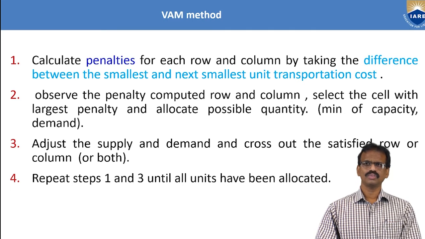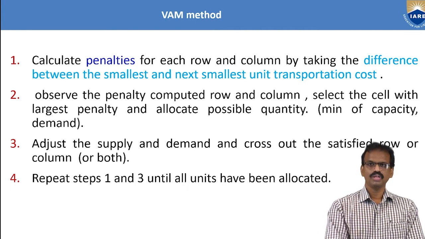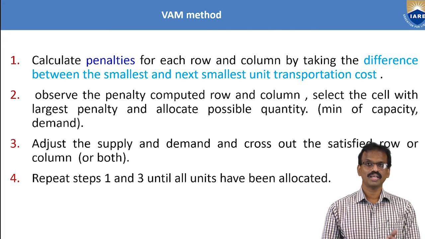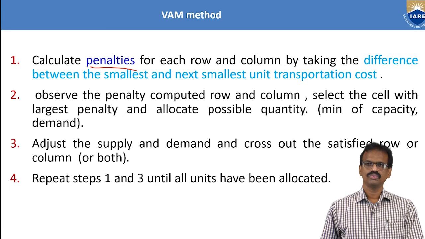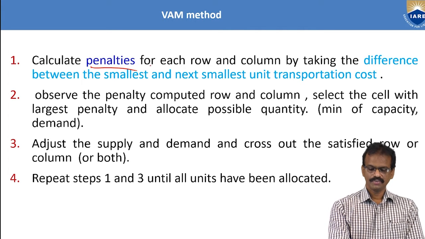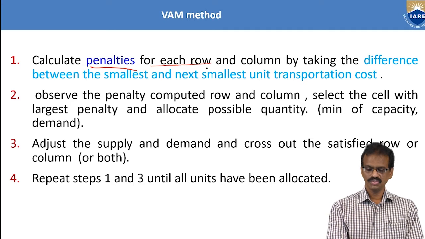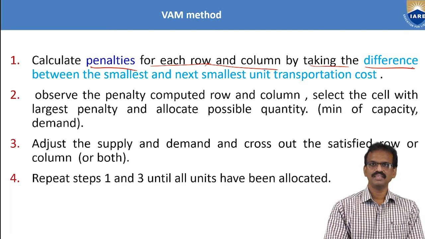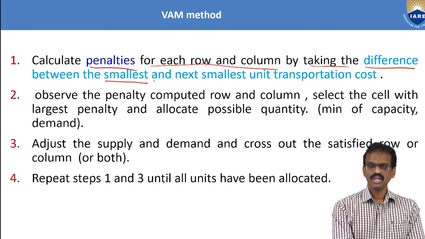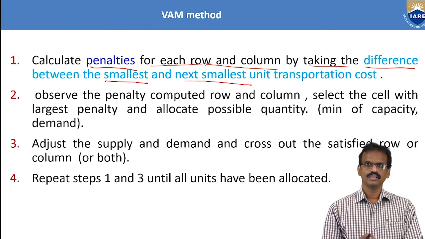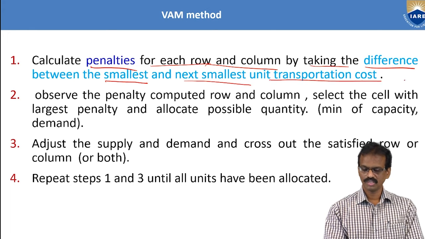Okay, so in this VAM method, I want to explain the procedure steps of the VAM method, how to solve the transportation model by the VAM method. So first of all, you have to calculate the penalties here. So penalty for each row and each column. Okay, so by taking the difference, that is very important, by taking the difference between the smallest and next smallest value of the transportation cost.